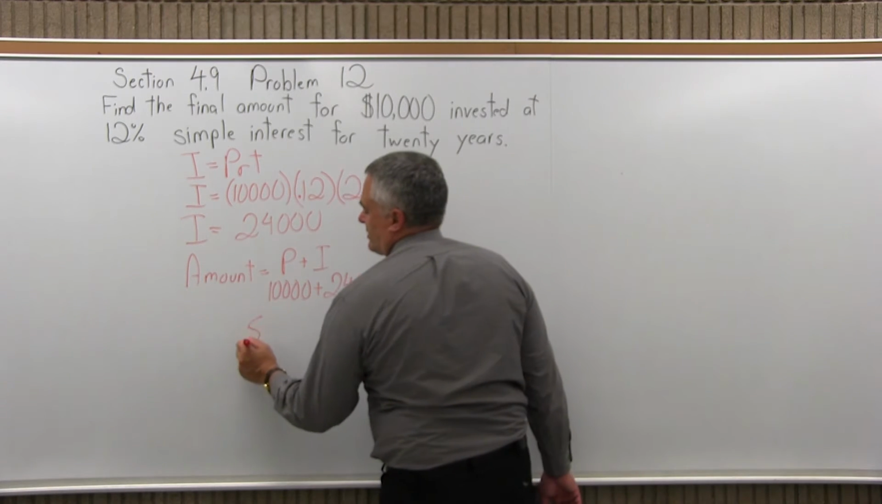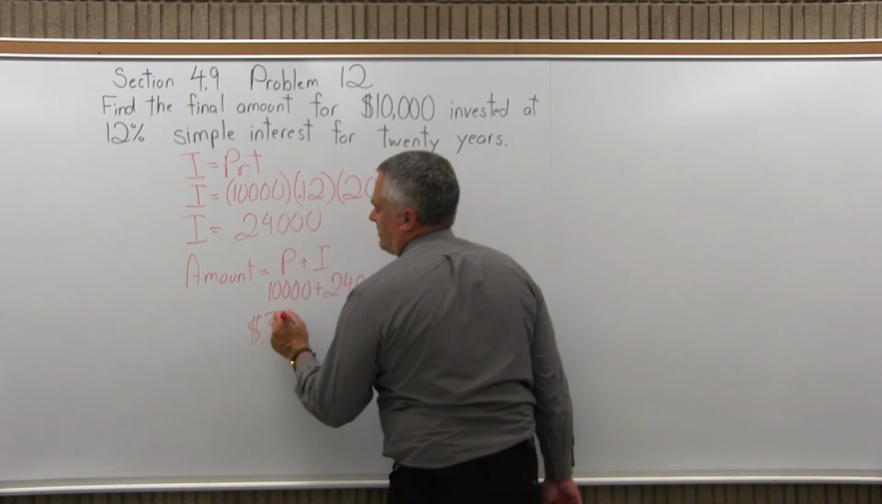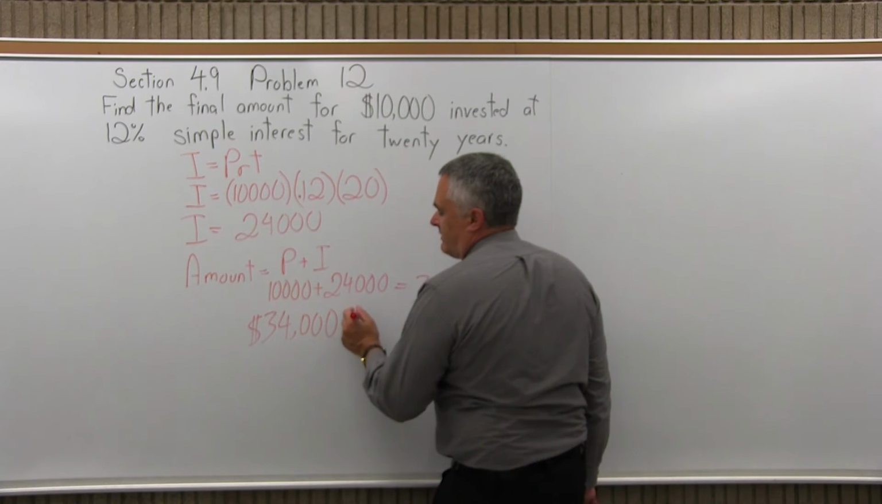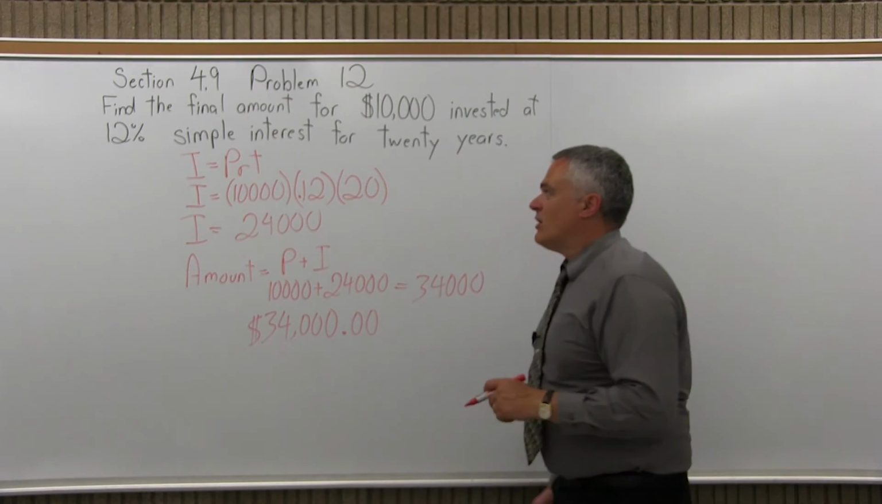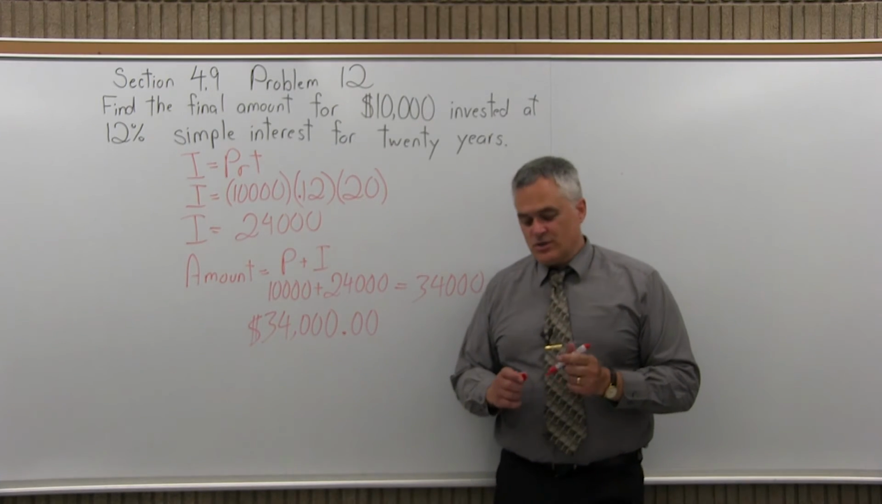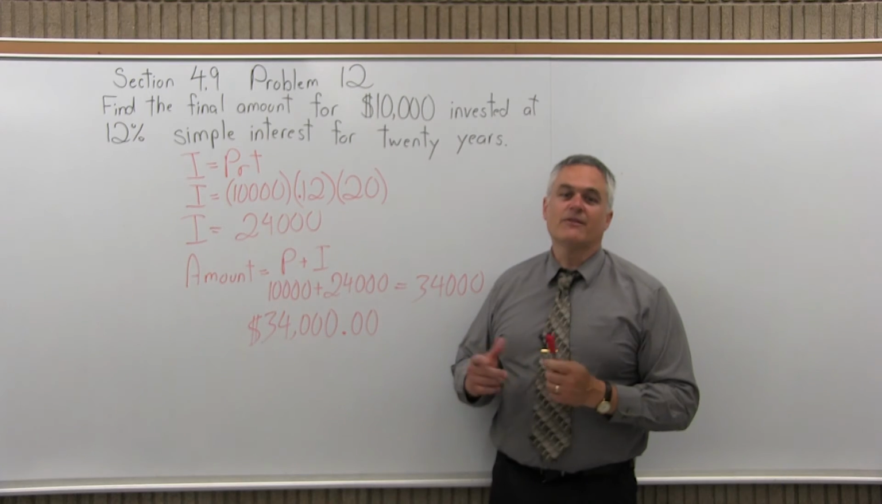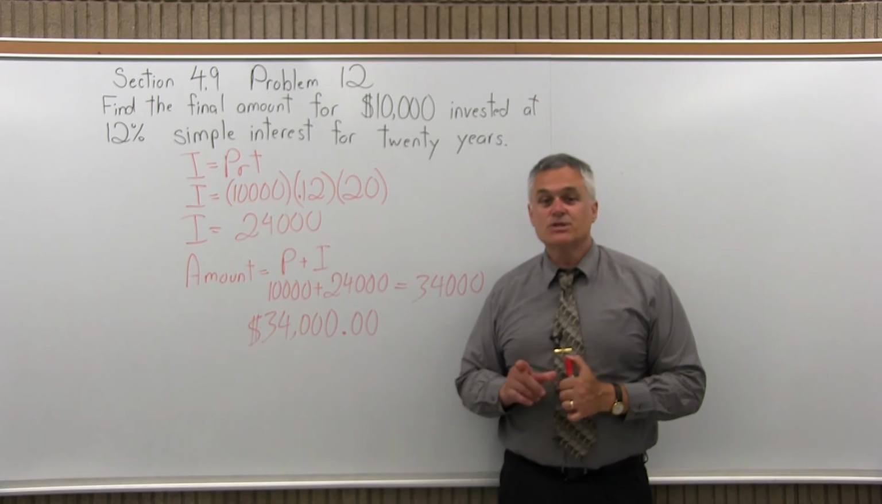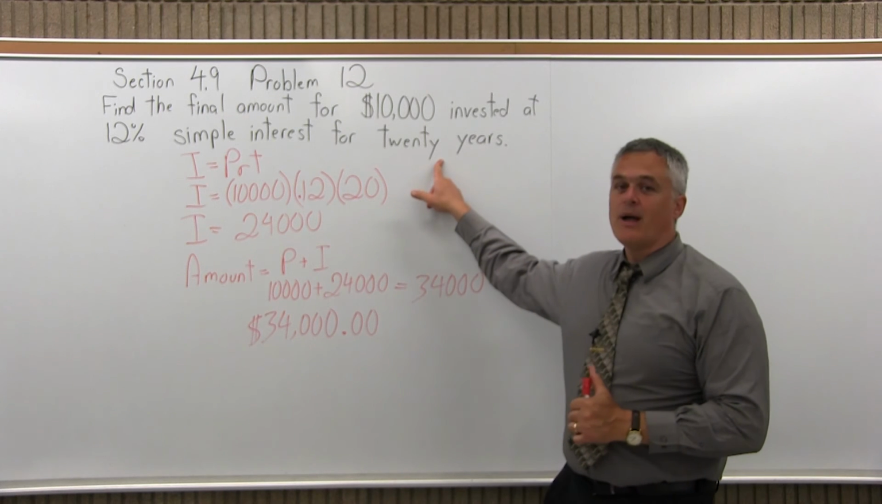Now again, because it's a question about money, I'll put a dollar symbol and I'll write it nicely, 34,000, I'll put in the comma and even say no cents. So if you invest $10,000 at 12% simple interest, after 20 years you'll have a total amount of $34,000, which is quite a bit, but 20 years is a very long time.